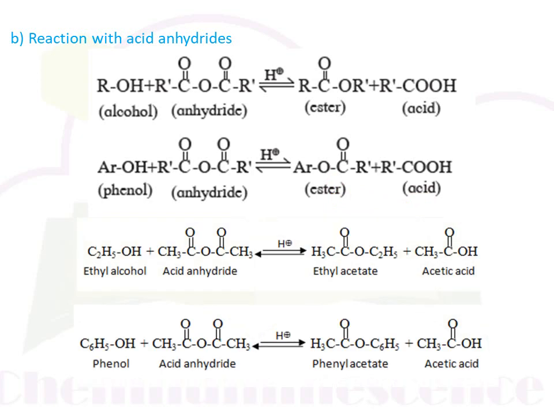Let's see the examples. Ethyl alcohol on reaction with acid anhydride forms ethyl acetate and acetic acid in acidic medium, while phenol on reaction with acid anhydride in presence of acid catalyst gives phenyl acetate and acetic acid as a product.